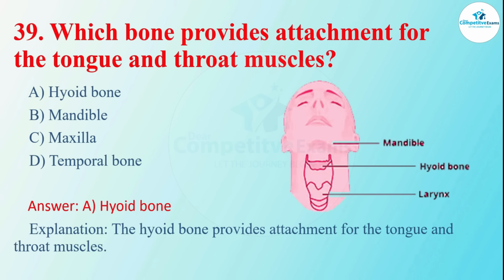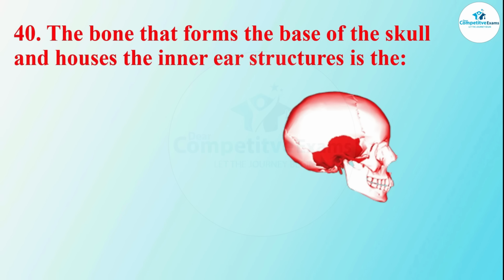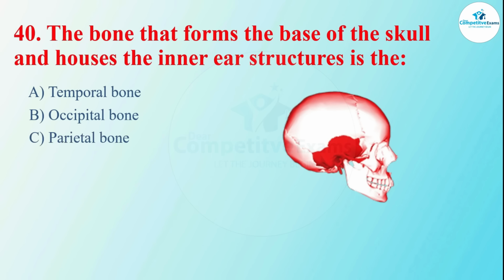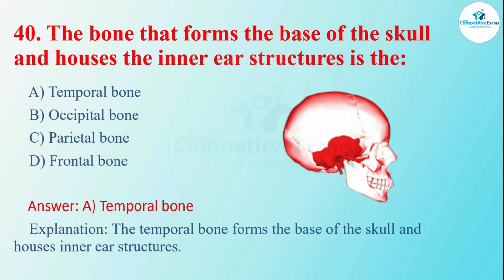Right, let's move on to question number 40. The bone that forms the base of the skull and houses the inner ear structure. What do you call that bone? Your options are temporal bone, occipital bone, parietal bone or frontal bone. The right answer is temporal bone. Friends, the temporal bone forms the base of the skull and houses inner ear structures.